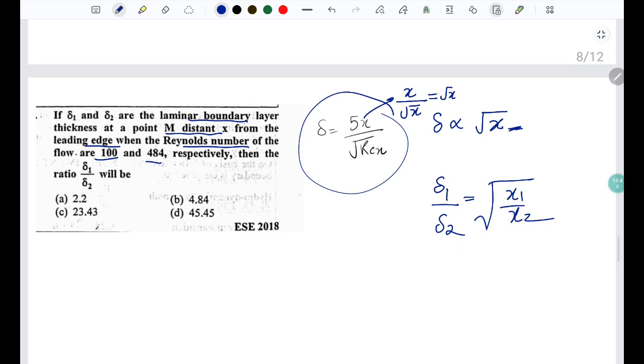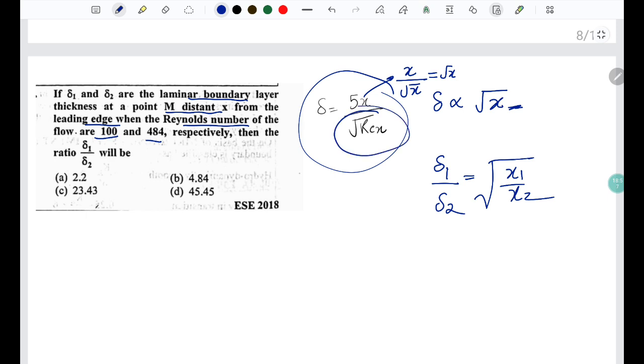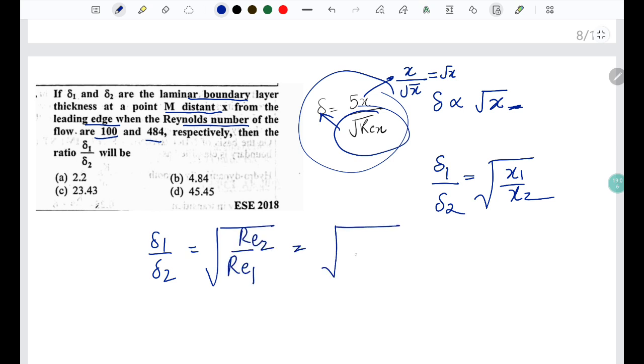Or since in this question we have directly been given Reynolds number, we can simply use this variation, that is delta 1 by delta 2 is root under Re1 by Re2, and since Re1 is given as 100 and Re2 is given as 484, I believe it is 22 square, 484, 22 square by 10 square, root under that will be nothing but 2.2, hence the answer will be 2.2.